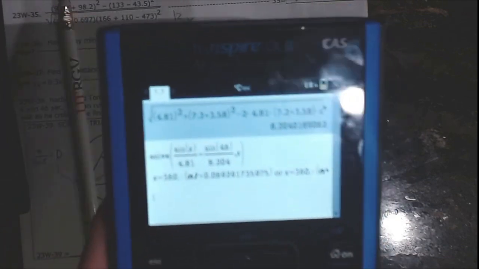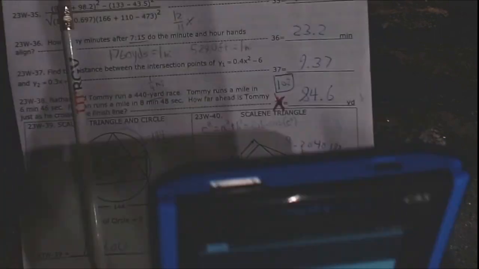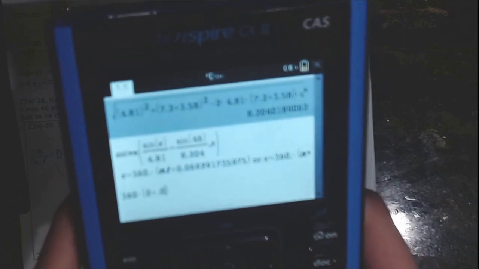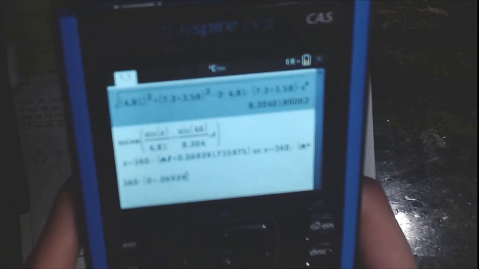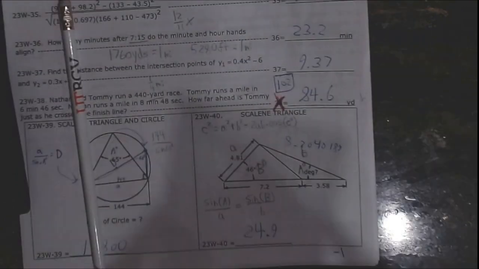Now, don't be scared, the calculator's not broken. All it means is that there's an infinite amount of solutions, where this little n1 right here means you can substitute any natural number and it'll be a solution to the equation. And so 9 times out of 10, you just want to make that 0. So we're just going to do 360 times 0 plus 0.06929117. That's probably good enough. And we get our angle as 24.9. So that's our answer.